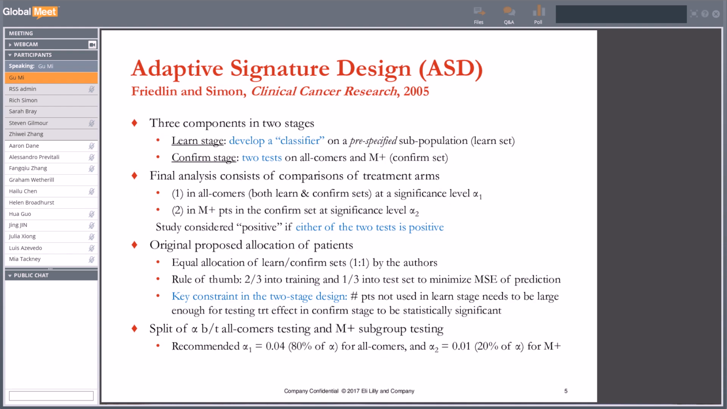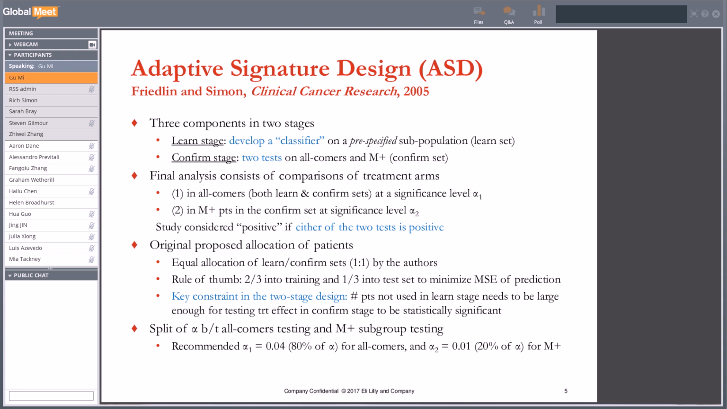On page 5, here are some more details on the two-stage ASD, which consists of 3 components. First, a pre-specified partition of the overall population called the learned set is used to develop a classifier based on which the patients who had superior treatment effect can be identified. We'll call them the marker-positive patients. So this is the learned stage. The remaining patients not in the learned set are included in the confirmed set.